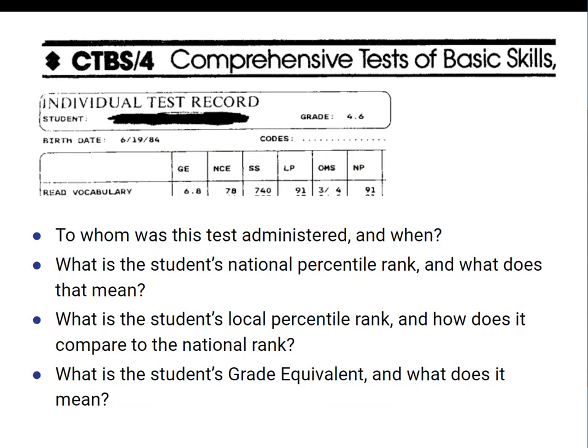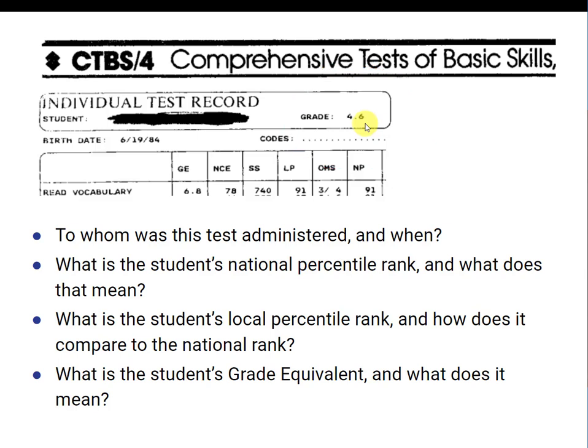Let's look at an example on a test record here. So I hope you can see this. If not, try to make your screen a little bit bigger. You can definitely zoom in. It says, to whom was this test administered? Well, right here it says grade 4.6. So that means that this is a fourth grader and this is in their 6th month of school. Just to calculate this out, remember September is 0, October is 1, November is 2, December is 3, January is 4, February is 5, and March is 6. So this student took the test when they were in 4th grade in March.